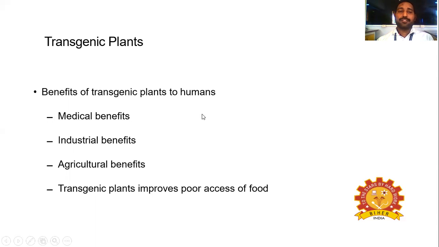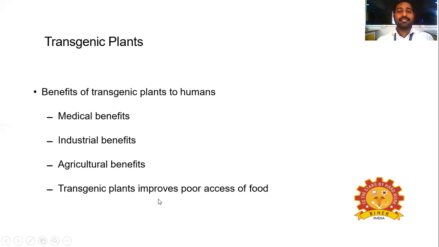Looking at the benefits of transgenic plants to humans, there are medicinal benefits. They can give a lot of components needed for affected persons or those who are ill. Transgenic plants can also give rise to many industrial products, so that industries can rely upon the plant industry, and there are agricultural benefits as well.